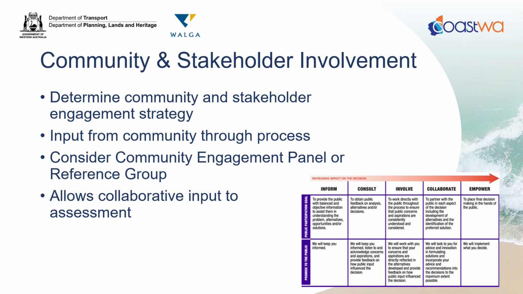Throughout this whole process, we want to make sure we're getting appropriate community and stakeholder involvement. So this may be determined through a community and stakeholder engagement strategy to ensure we get input from the community through the whole process. And you may want to consider doing this through a community engagement panel or reference group, where you may have members from community groups, key stakeholders, or just open that up to expressions of interest from the community, for instance. This allows collaborative input to the assessment. It allows education of those key stakeholders and providing them with the relevant information to feed into this process. And they can really be representatives back to the community to drive the process as well.